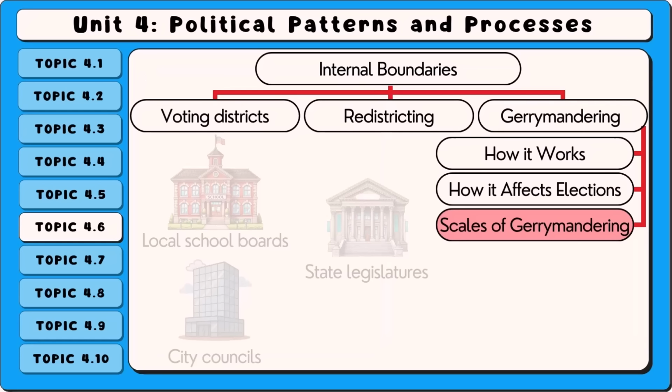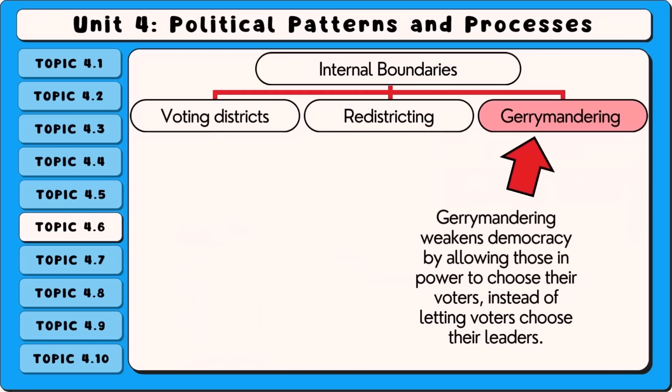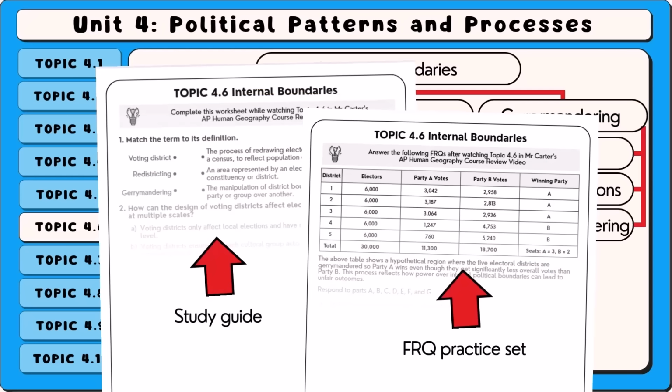Gerrymandering happens at multiple scales. It's not just a national issue. Gerrymandering can affect local school boards, state legislatures, and city councils, especially in areas where one political group controls the redistricting process. At any level, gerrymandering weakens democracy by allowing those in power to choose their voters instead of letting voters choose their leaders. Okay, that's it for this lesson.